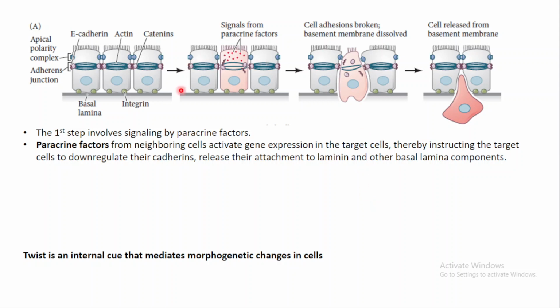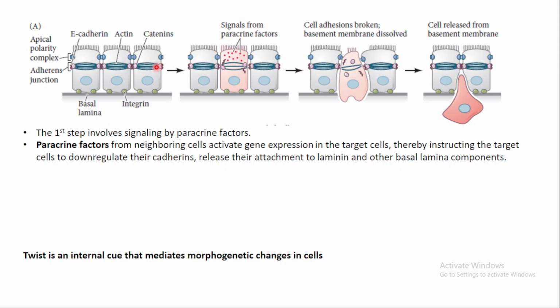Here is an example of cell migration. So we have the apical polarity complex, adherens junctions where we have E-cadherin in epithelial cells, the basal lamina, and integrins. So there are some proteins which can attach the cells to the basal lamina and the extracellular matrix. There are E-cadherins which can attach cell to cell junctions and other kinds of junctions.